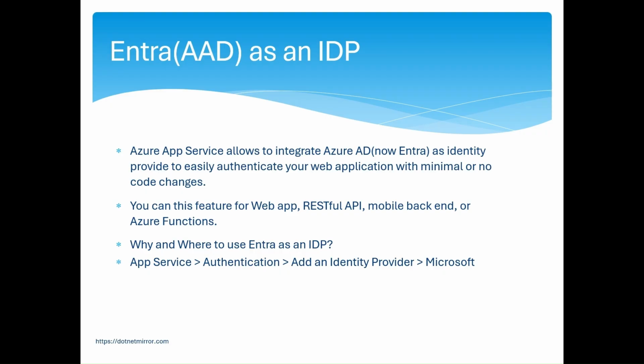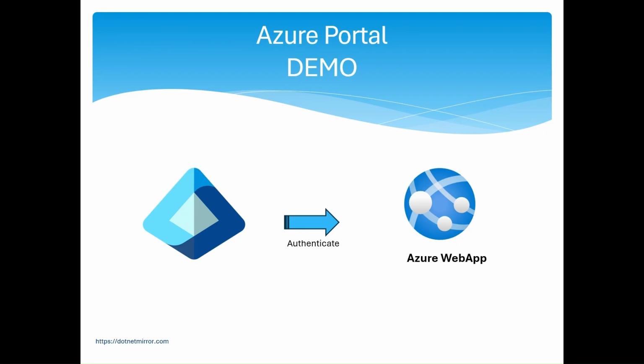When should you use Entra as an identity provider? Let's say you have an application where you want to focus more on building the application and the business value, and you don't need to spend too much time on authentication. You can use this built-in Entra authentication, where all security standards are built in. You don't need to worry about implementing them in your application. How can you add this security mechanism? Go to App Service. In the Authentication tab, you have an option called Identity Provider. There you can select Microsoft. I will show it in the demo. Let's get into the demo.